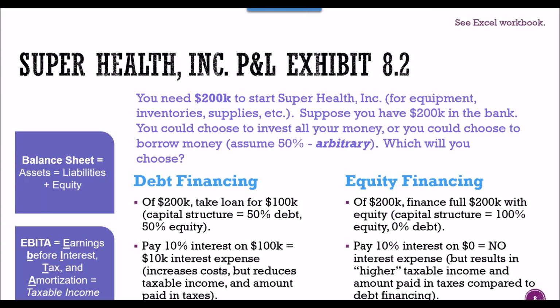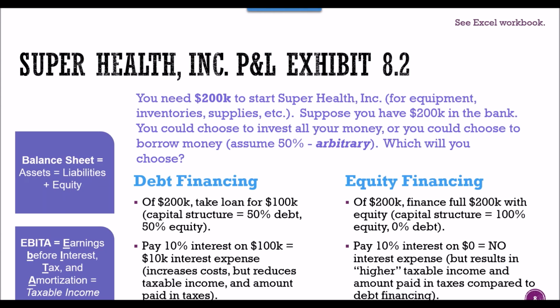And the question would be, let's say, suppose you do have $200,000 in the bank. Would you choose to invest all of that $200,000, so 100% equity financing, no debt, or should you borrow money? And the case study example in the Kapinski textbook talks about a 50% debt financing. So the capital structure would look like 50% debt, 50% equity. That 50% is completely arbitrary. So you can have that at whatever you want, whatever you think from a capital structure decision-making standpoint would make sense. So again, arbitrary.